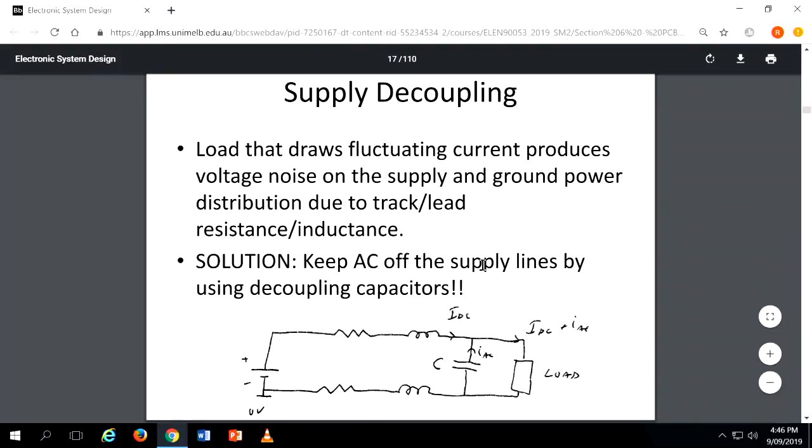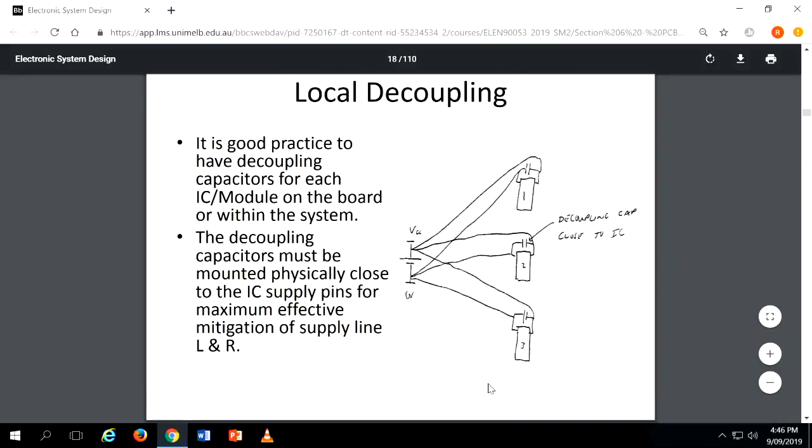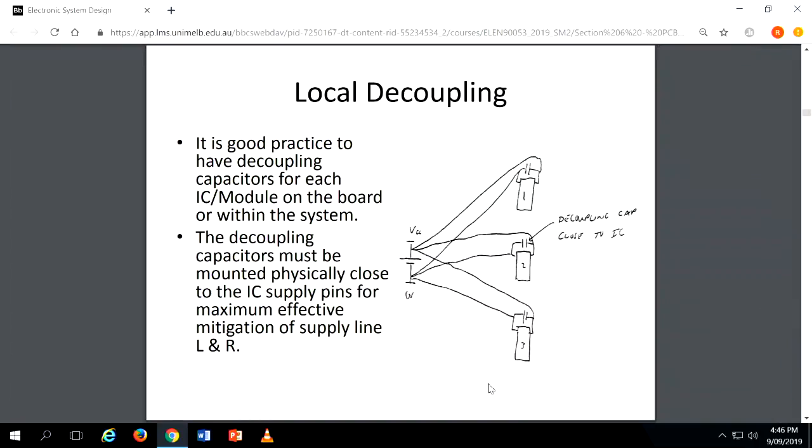Keep AC off the supply lines by using a decoupling capacitor. See, that's what it says. So we will be grounding all the noises from the supply. So, local decoupling. This also we already read. It is a good practice to have decoupling capacitors for each IC or module on the board.